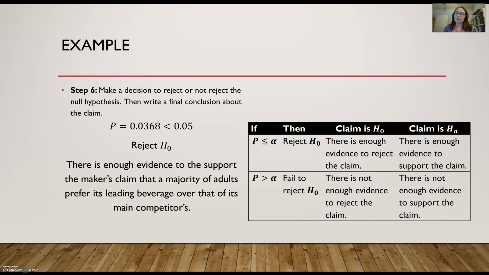And so I've just put together that final statement, give it some context back to our drink problem. So there is enough evidence to support the claim, the maker's claim, that a majority of adults prefer its leading beverage over that of its main competitors. And there we have it. We have completed a hypothesis test for a proportion.